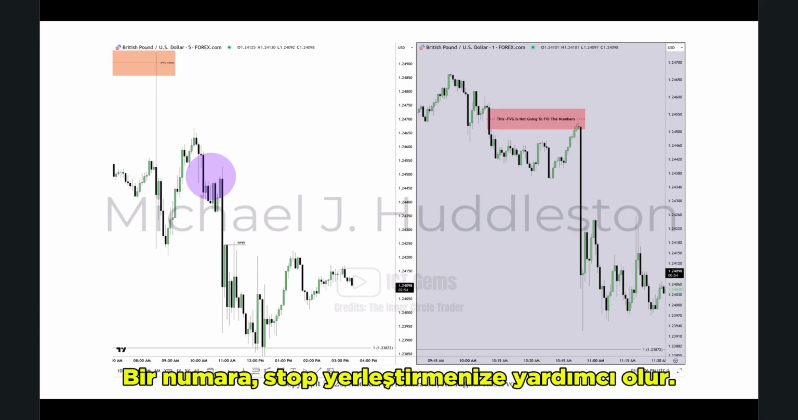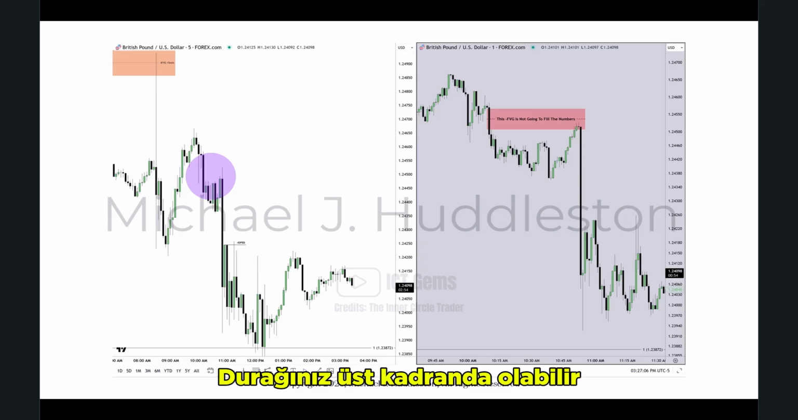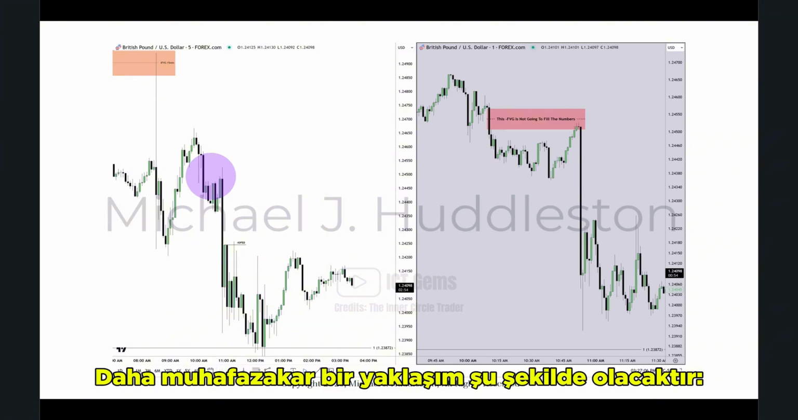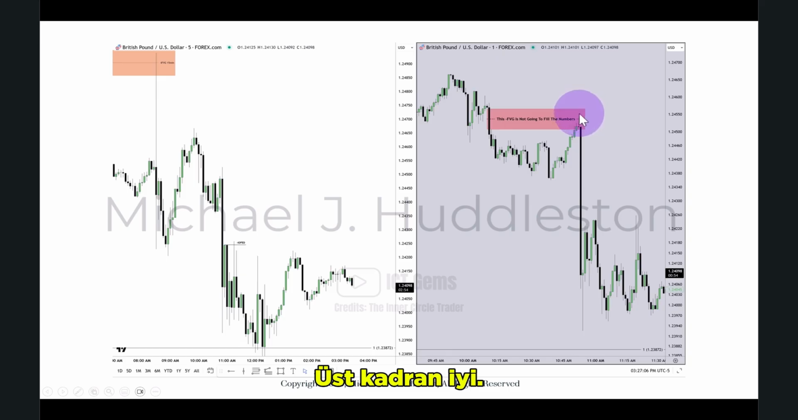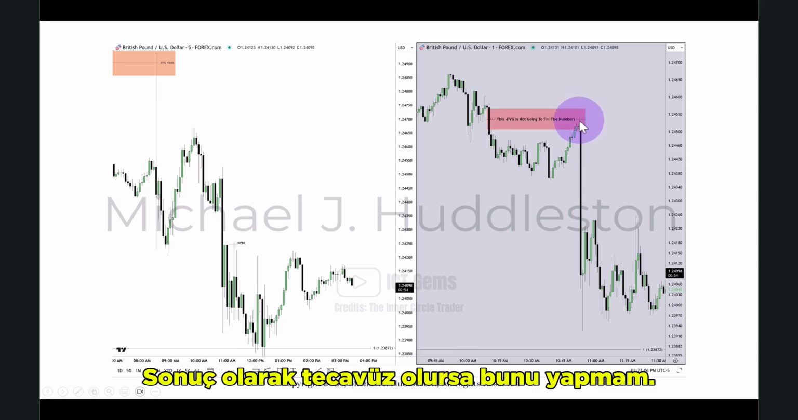Number one, it helps you with stop placement. Your stop can be in the upper quadrant of that known area right there because that's not likely to fill. A more conservative approach would be to put your stop loss just above that shaded area here. Upper quadrant is fine. Consequent encroachment, I wouldn't do that. It's a little too close and the spread might get you because we allow the wicks to do damage.